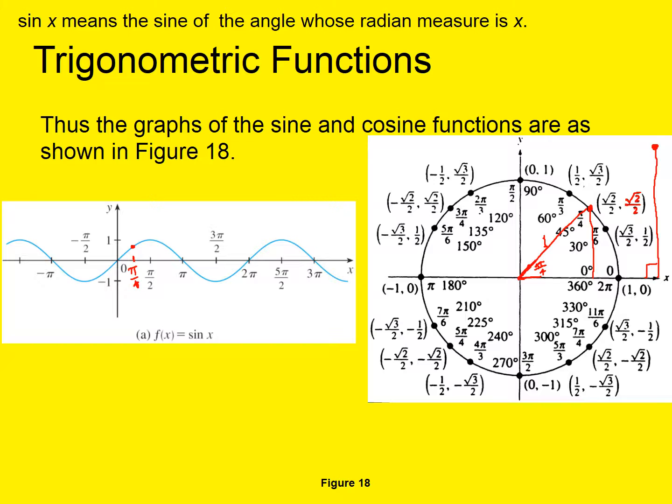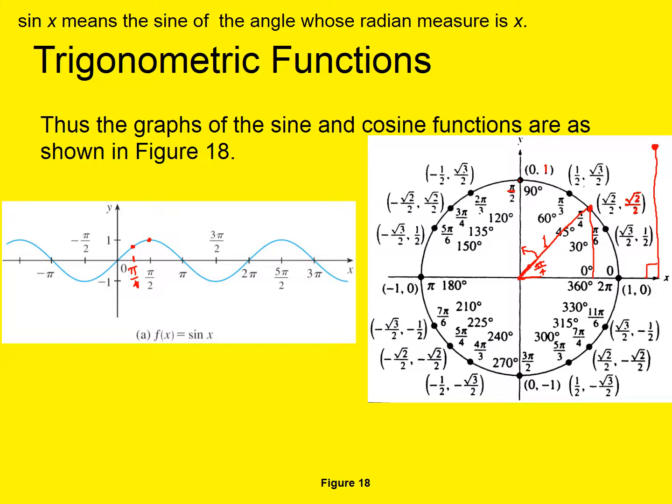If we increase the angle to pi over 2, then we would look at the y value, which is 1, and so the output will be 1, which is why we have the point pi over 2, 1 on this graph of sine x. And we could continue throughout getting ordered pairs and getting this wave.